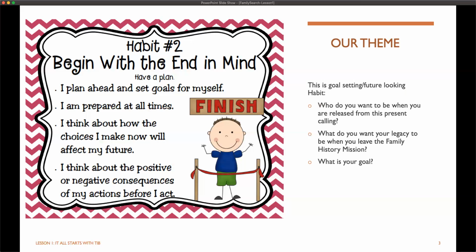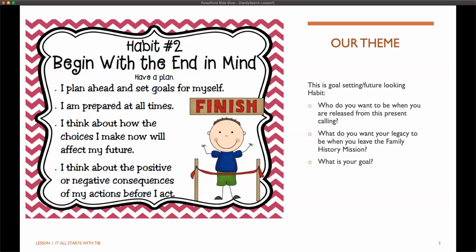A couple of things you might think about in beginning with the end in mind: who do you want to be when you are released from the present calling that you're in? Or who do you hope that you might become from learning more about your family or chronicling your family history better? Also, maybe think about if you want to leave a legacy, or legacy is kind of a big word, a heavy word. Maybe it's just about leaving your fingerprint on your family history. What would you want to be the summation of your efforts?